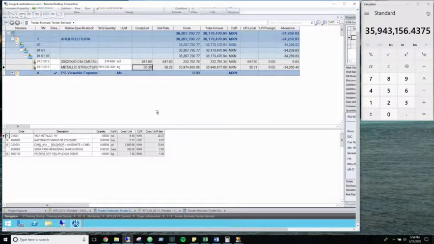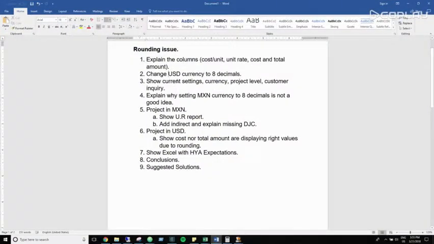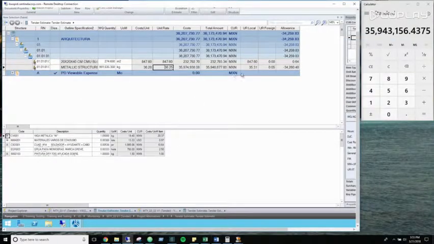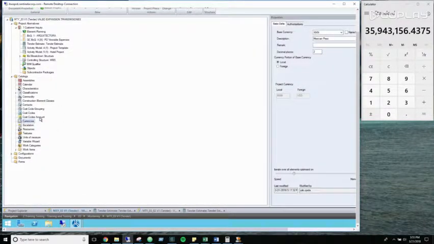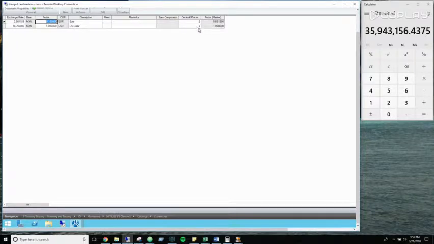By playing with the configuration and the currency, I was able to shrink this difference by changing the decimals that the USD currency uses. So that is going to be the second step, change USD currency to 8 decimals, so we can see this difference will shrink. So currency and over here 8 decimals.